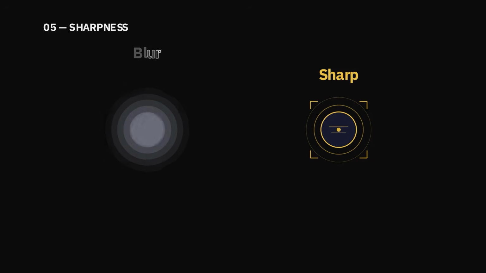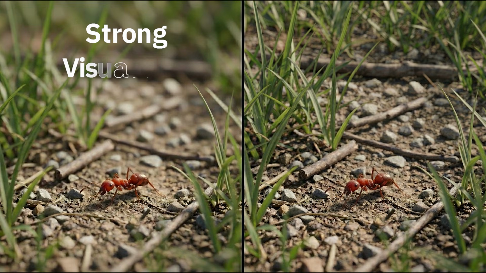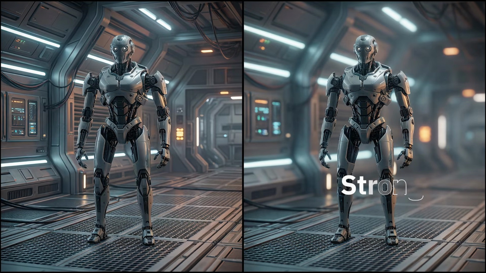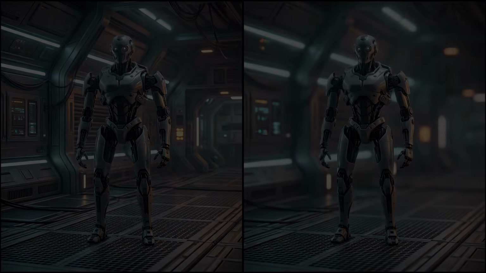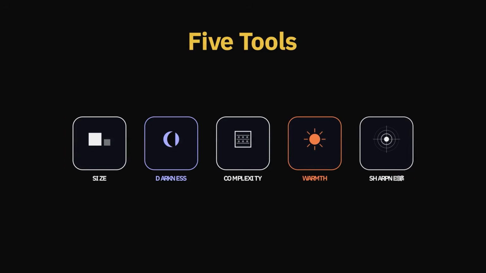And the last one is sharpness. Sharp focus feels heavy, soft blur feels light. Whatever is in sharp focus, the brain reads as foreground, as solid, as present. Whatever is blurred out feels like atmosphere, like it doesn't really matter. So those are your 5 tools: size, darkness, complexity, warmth, and sharpness.